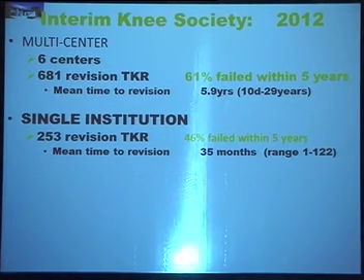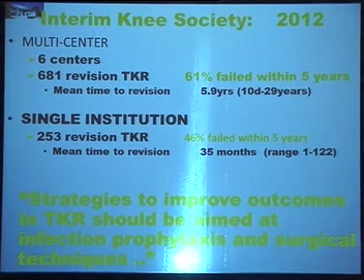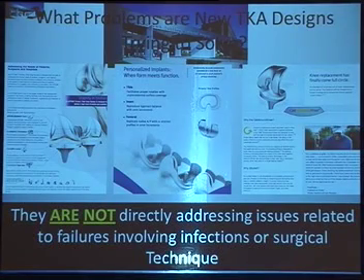Another paper in the Knee Society that was presented in 2012 in US, 61% failed within 5 years, and in a single institution one, 46% failed within 5 years. So all these early revisions happen. The strategies to improve this outcome should be aimed initially at infection prophylaxis, because that's one of the major reasons for revision, and surgical techniques. That's the other cause for early failures. So all these designs and other designs are not directly addressing this issue of solving the initial part of the failure of the knee replacements.